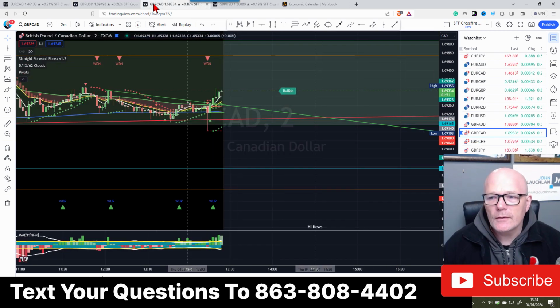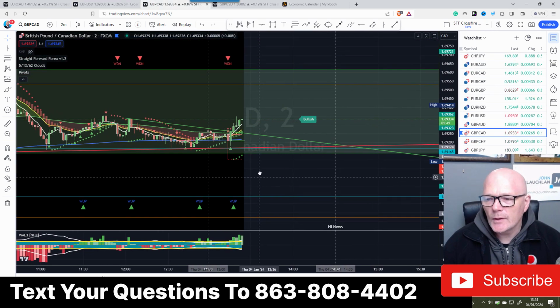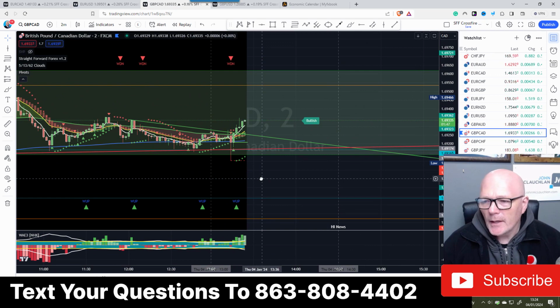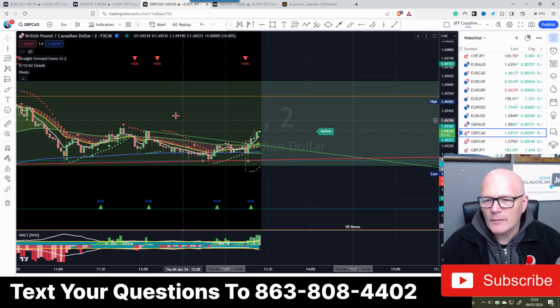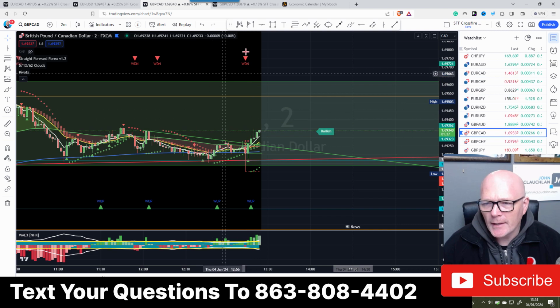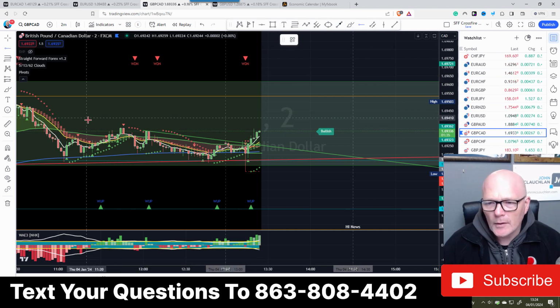So look at GBP CAD. It's above. Would you go into that for a potential trade? There's your higher high, it's already peaked at the higher high there. Let me put a line on so I can show you, if I put it down here.